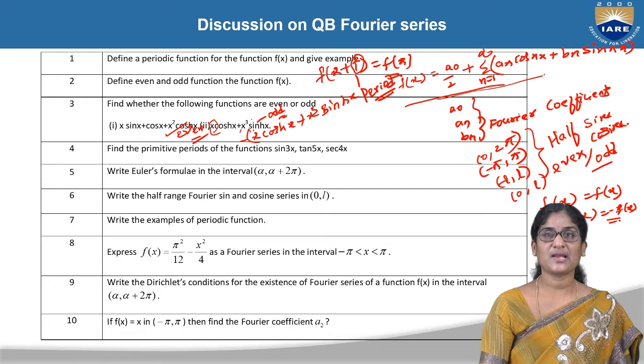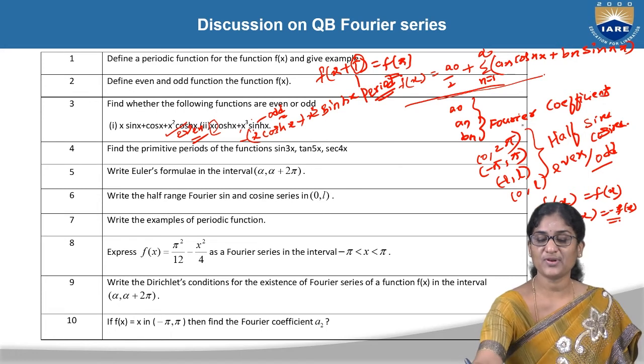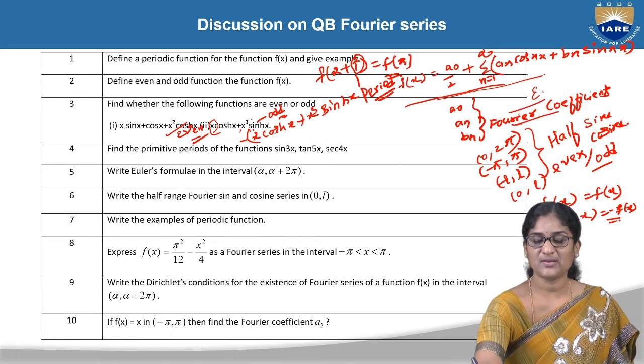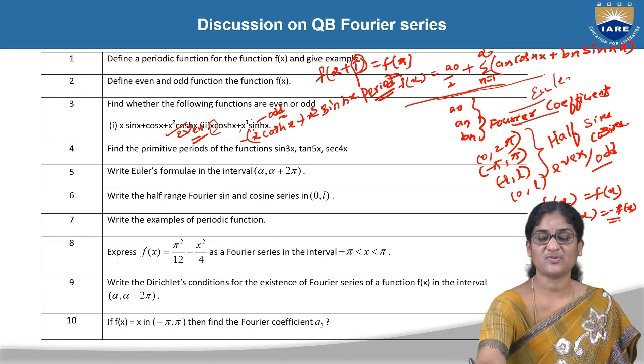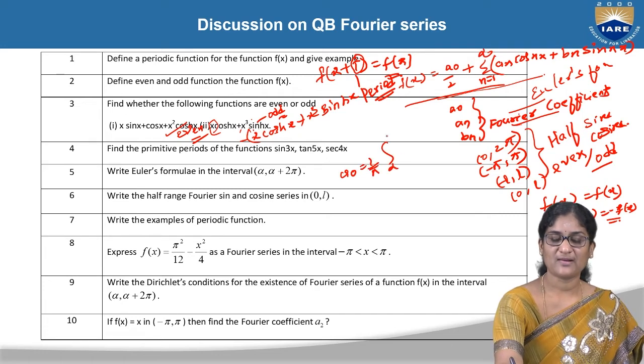Next, write Euler's formula for the interval alpha to alpha plus 2 pi. Euler's formulae are also called Fourier coefficients. There is another name for the Fourier coefficients, called Euler's formula. So this formula can be given as a0 is equal to 1 by pi integral alpha to alpha plus 2 pi f of x dx. This is the first formula.